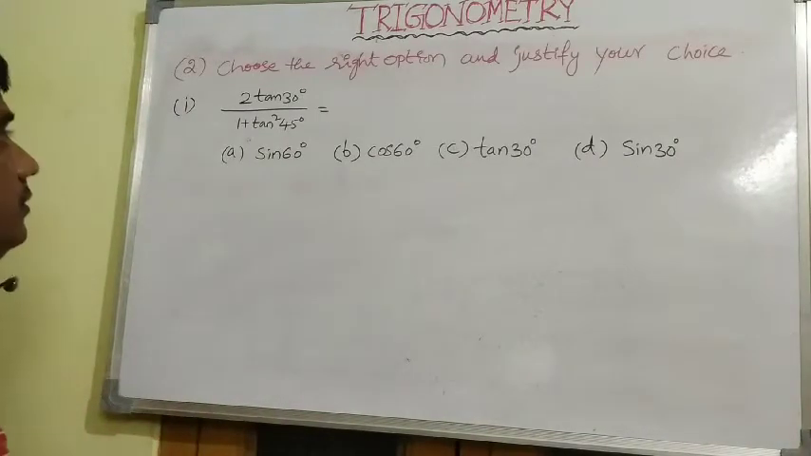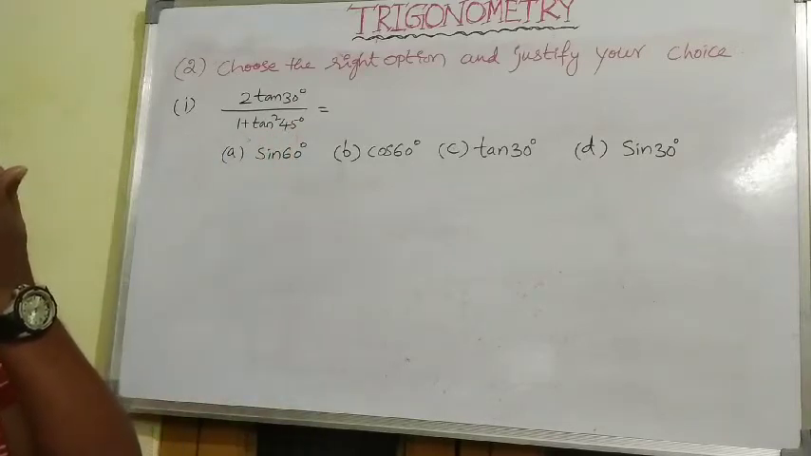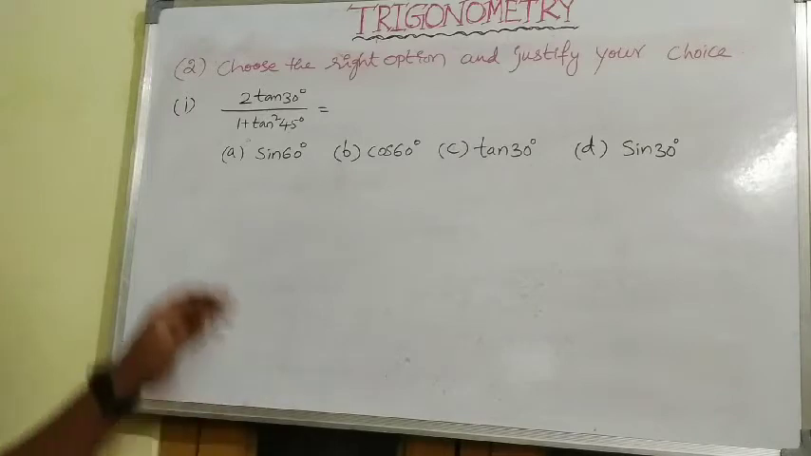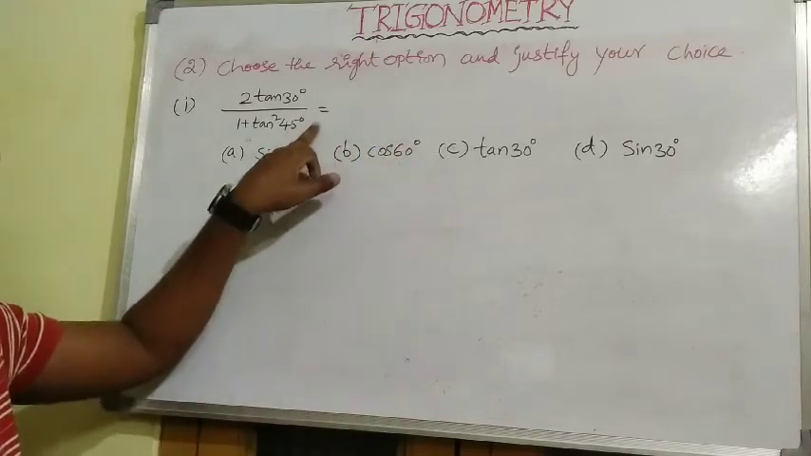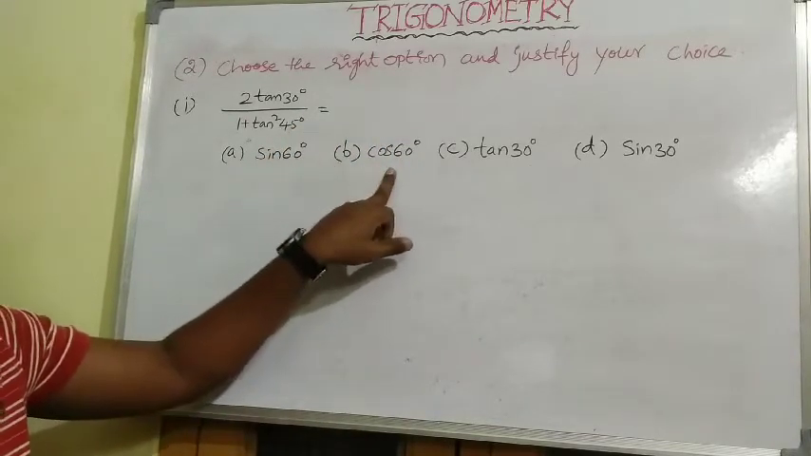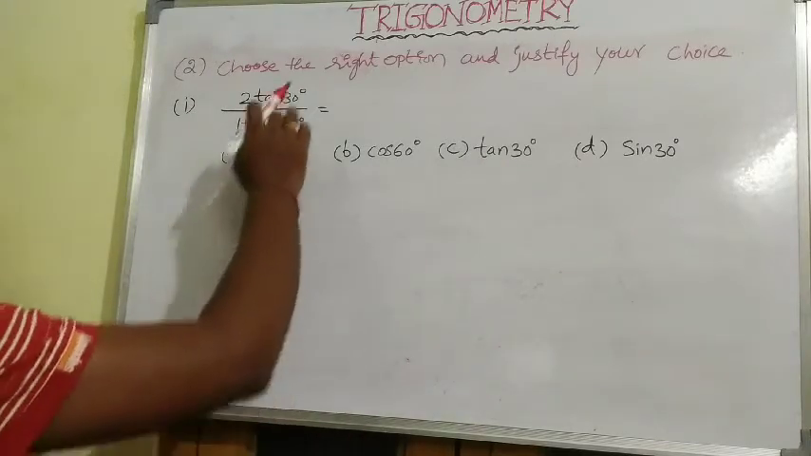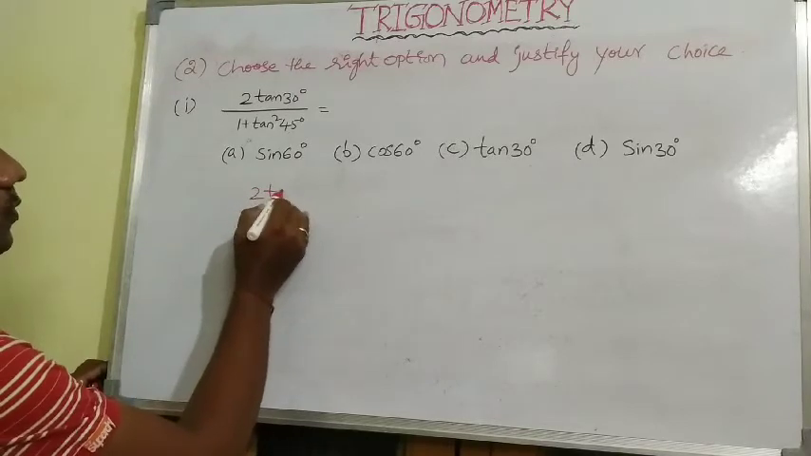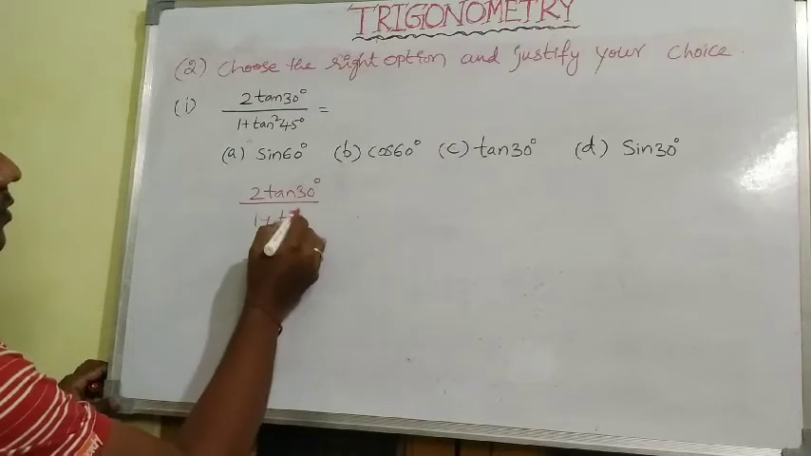Next, second bit: choose the right option and justify your answer. Here some multiple choice questions are given. We have to solve that question and choose the right answer. So here the first one: 2 tan 30 by 1 plus tan square 45 equals dash. This value equals either sin 60, or cos 60, or tan 30, or sin 30. So first we have to find this value. So here 2 tan 30 by 1 plus tan square 45 is given.